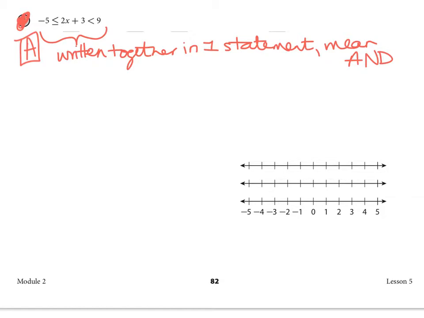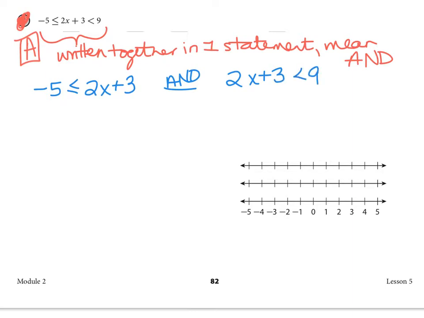We can split that apart, so we can split it to say -5 less than or equal to 2x + 3, and 2x + 3 is less than 9. All right, so notice that middle part of the inequality is getting repeated. Now we've got two inequalities to solve. So pause and take a minute to solve those, just like we normally would. Make sure your variable's on the left, and let's check our answers here in just a second.